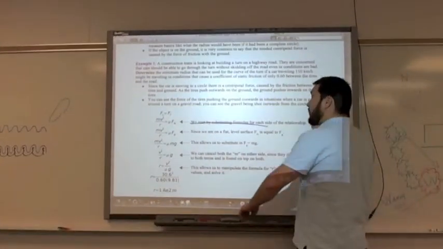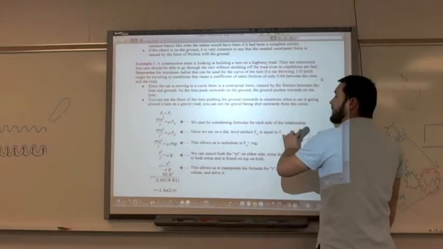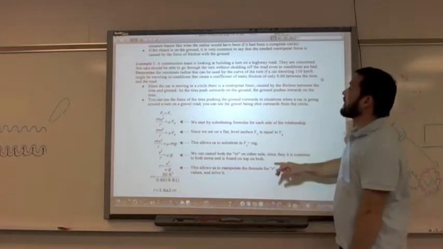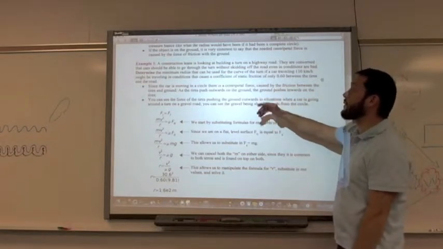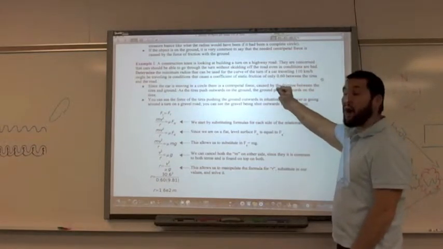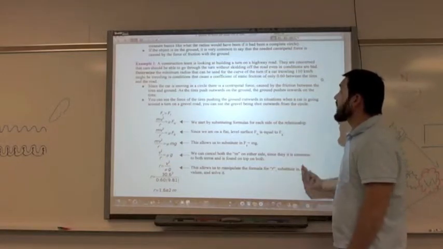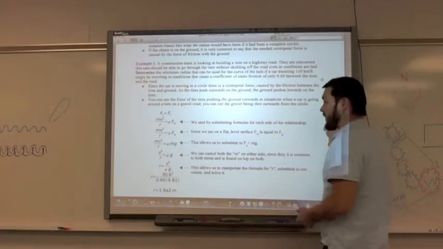So in this first example, we've got basically a circle that has a particular radius, right? We want to know what that radius is. We know that the speed of the car is 110 kilometers an hour. We know that the best friction that you can get is 0.60 between the road and tires.